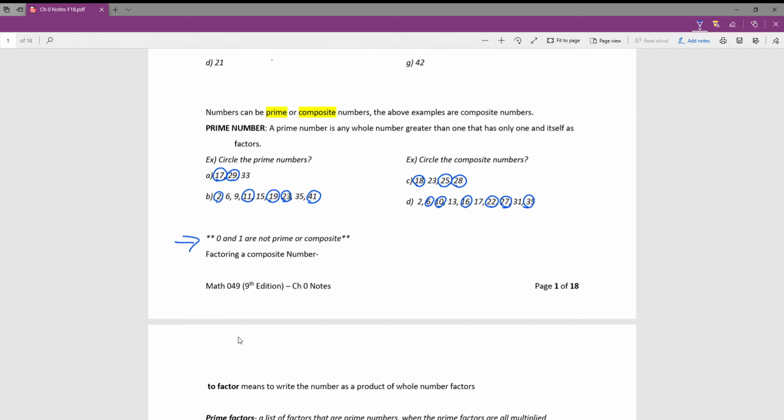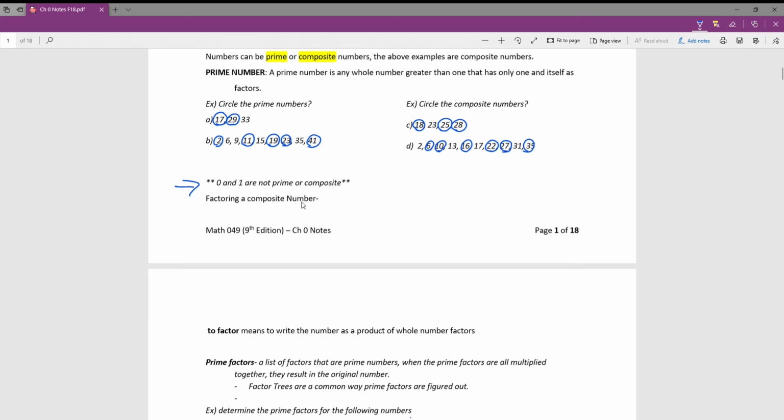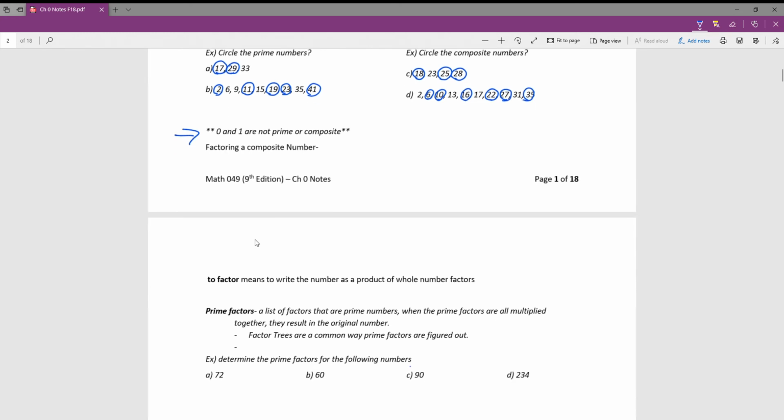So the next little bit here is on factoring a composite number. And so it basically says, like what we did before, we had just listed all the factors, but there's different ways to factor a composite number. So this should be on the next page.